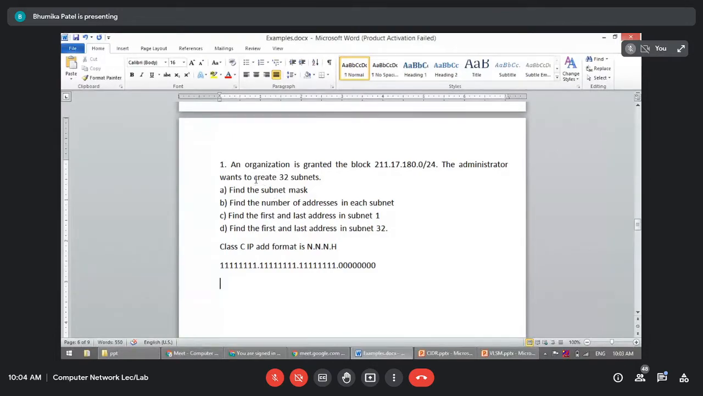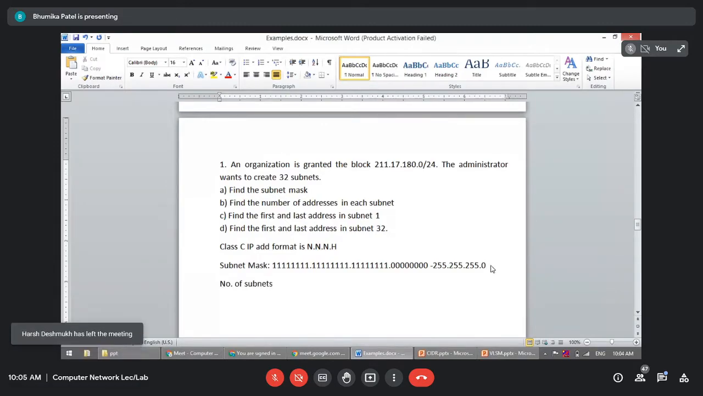Here in the question, what are we given? We want to create how many subnets? 32 subnets. Okay, so this /24 is just for the default subnet mask. Class C has the default subnet mask 255.255.255.0. Okay, so this is the default subnet mask. Now you want to create how many subnets? In the question, the number of subnets is 32.